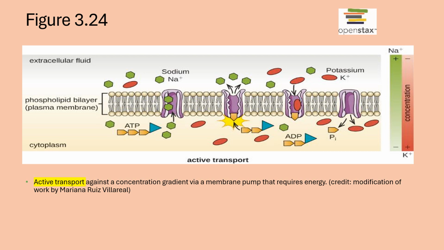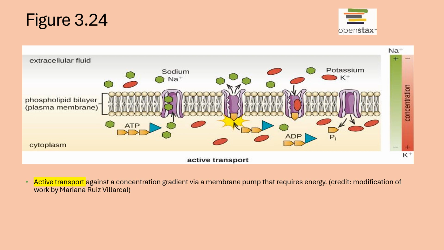You've got a concentration gradient. You've got high concentration, low concentration. You're going against the flow. Probably the best example of this is what we call the sodium-potassium pump. And so here, on the bottom, this is inside the cell, and on the top is outside the cell. So here's your plasma membrane. What the sodium-potassium pump is going to do, it's going to require energy. The green little hexagons are sodium. Sodium is higher outside the cell, but some of it has leaked in.